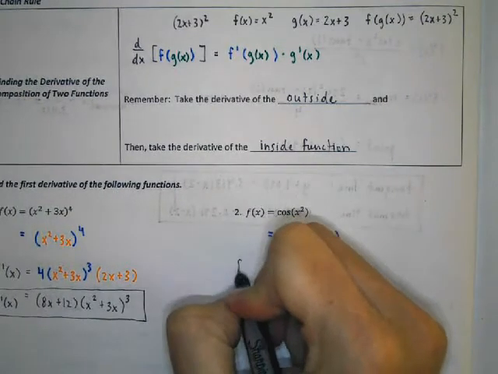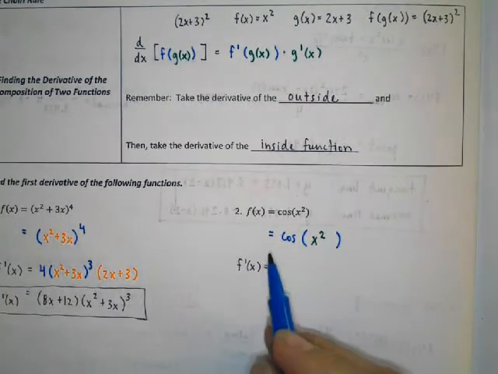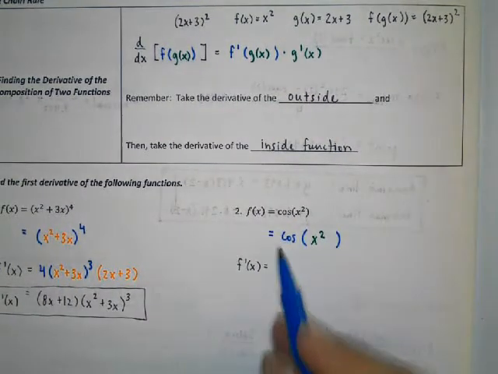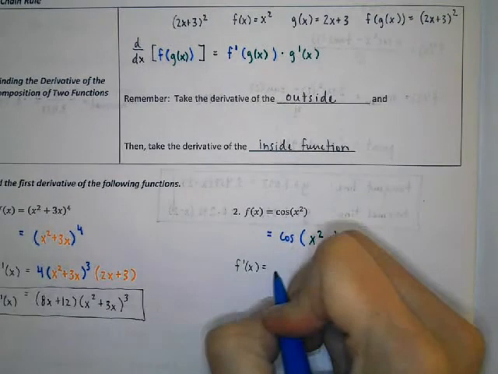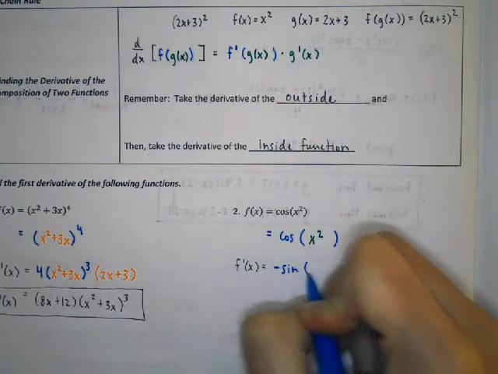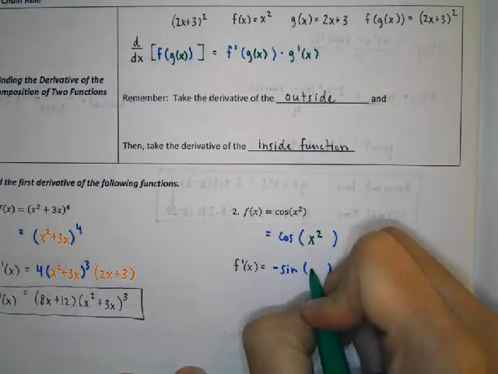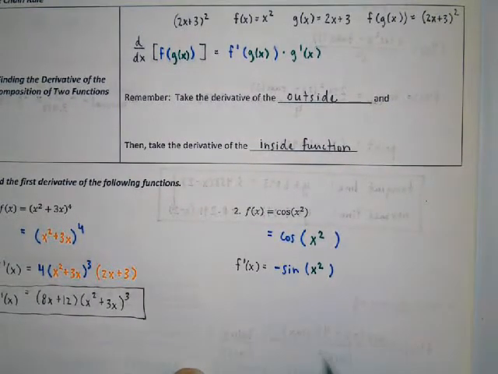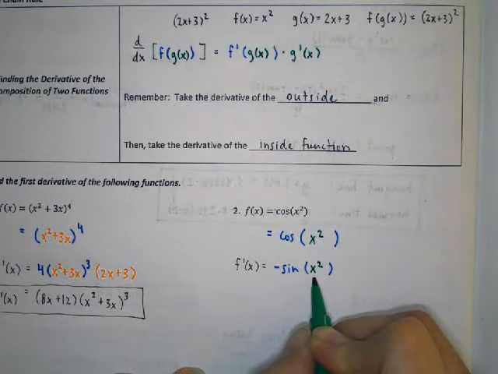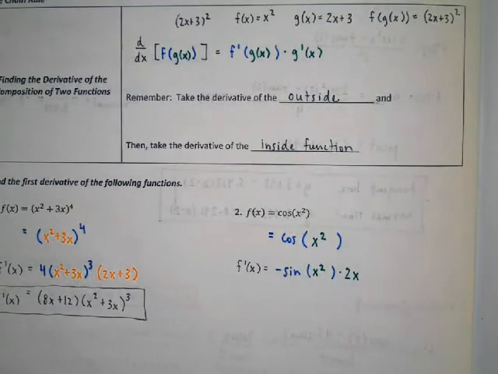So now that we've identified the outside and inside, we can go ahead and differentiate. So we said our outside function is cosine, and hopefully we've all memorized those trig derivatives. I know the derivative of cosine is the opposite of sine. And remember, my guts right now, the inside, are going to stay the same, so that's going to stay x squared. And now for my next step, I'm going to differentiate the inside function, so I'm going to multiply that by 2x.